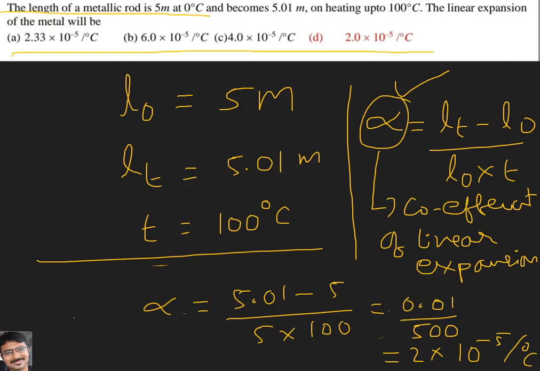That is how to solve this problem. So the length of the metal rod is given and it is changing, and the temperature is given. They are asking to find alpha. What is alpha? Coefficient of linear expansion. I hope you are clear. Coefficient of linear expansion is LT minus L naught by L naught into T. Just apply the data into the formula, you will get the beautiful answer. Okay.